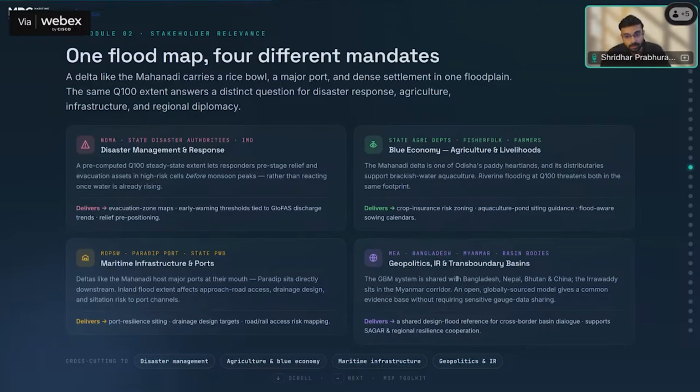Blue economy in agriculture. Again, the Mahanadi Delta in this particular scenario is one of Odisha's paddy heartlands. So again, it is a huge part of aquaculture. The same goes for geopolitics and IR as well, because it is shared between Bangladesh, Nepal, Bhutan, and China. So the Irrawaddy sits in the Myanmar corridor and all those kind of things. So we have multiple rivers that essentially have interconnected ecosystems with neighboring countries as well. So it's important for us to stay on top of that.